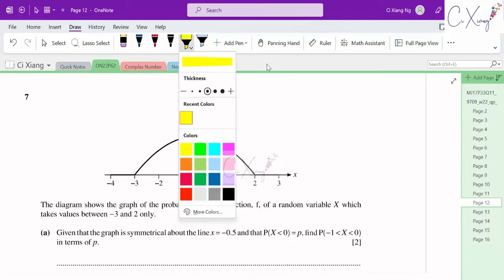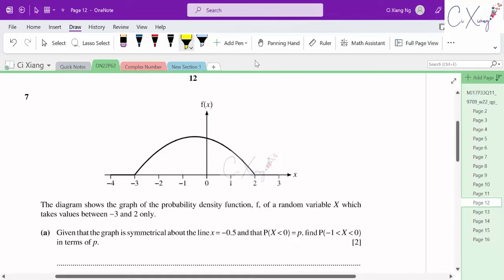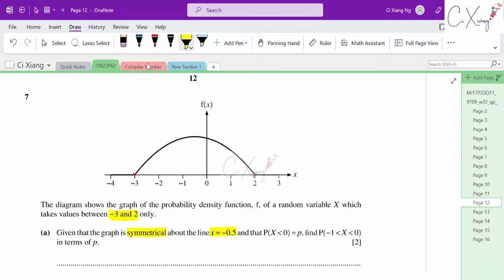So now we are at the last question. The diagram shows the graph of the PDF for the random variable x, which takes values from negative 3 until 2. So you can see from here, negative 3 until 2. Between negative 3 and 2 there are some functions here. Given that the graph is symmetrical about the line x equals negative 0.5, so the symmetrical line is roughly here. So this value is negative 0.5.